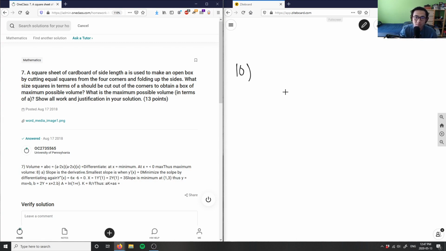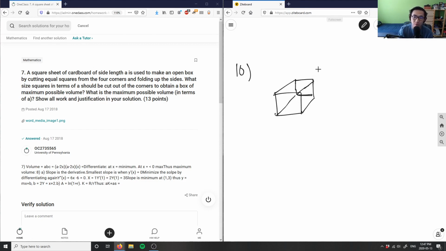So I have some sort of square sheet. I'm making an open box, right? So this is going to be a box in 3 dimensions here. So let me just draw out my box. And it's actually an open box, so this top cover here is open, right?